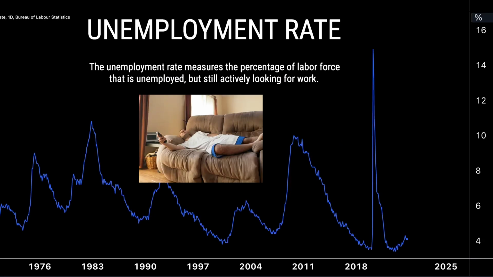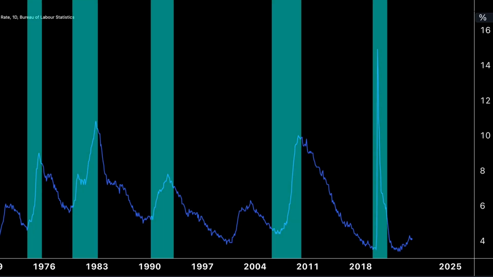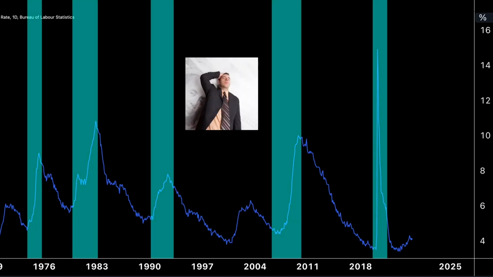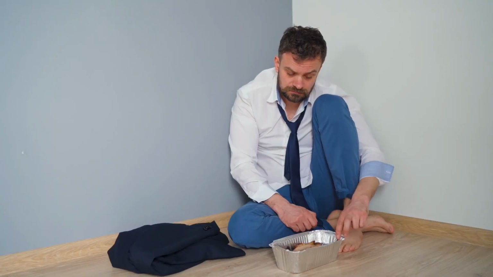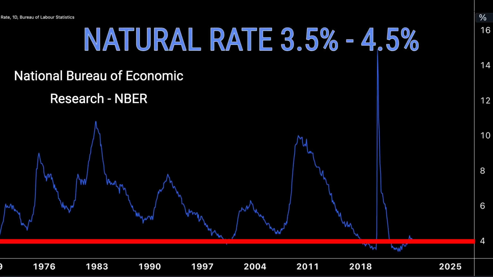The unemployment rate measures the percentage of the labor force that is unemployed, but still actively looking for work. And a high, increasing unemployment rate indicates a large portion of the population just can't find work, which is a systemic issue to the economy. According to the National Bureau of Economic Research, the natural rate of unemployment is between 3.5% to 4.5%.